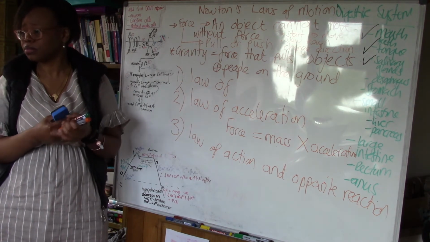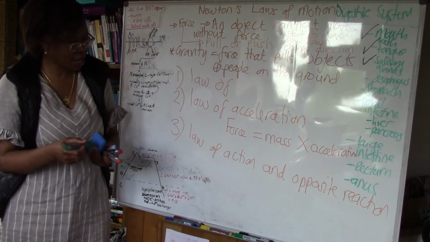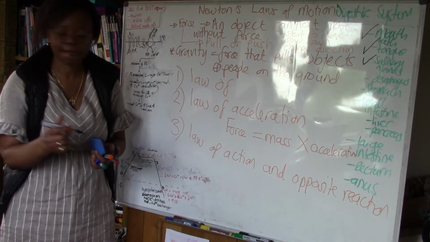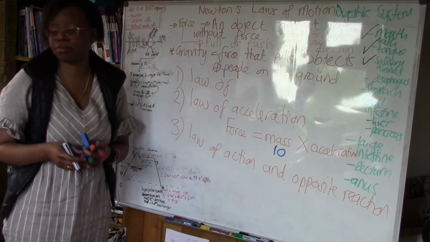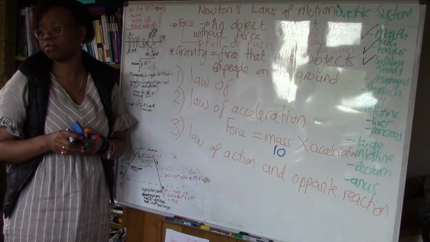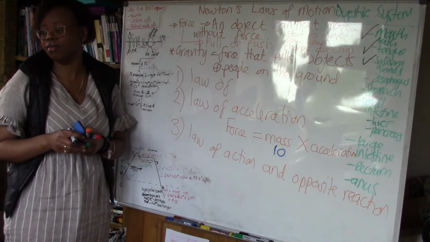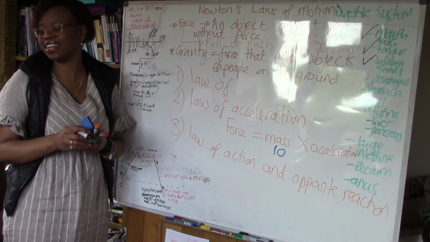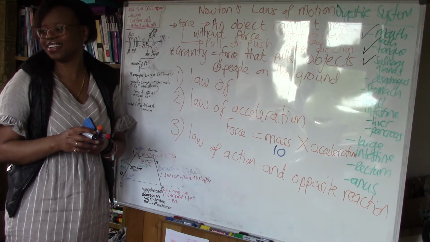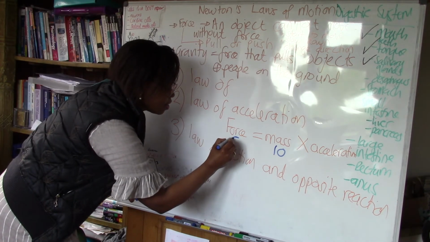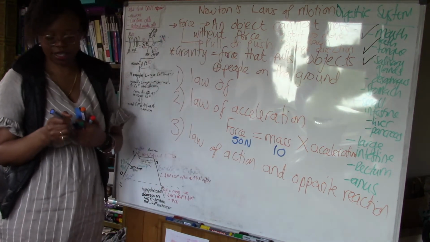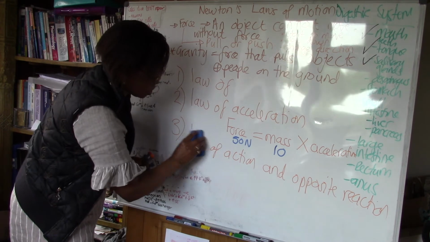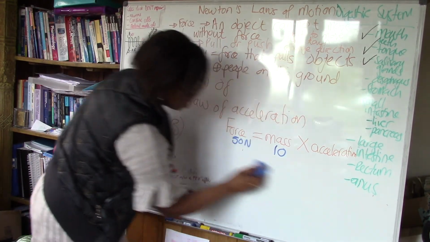So let's say the weight is 10 kilograms, and the force applied is, let's say, 50 newtons. 50 divided by 10 is 5. So for the acceleration.